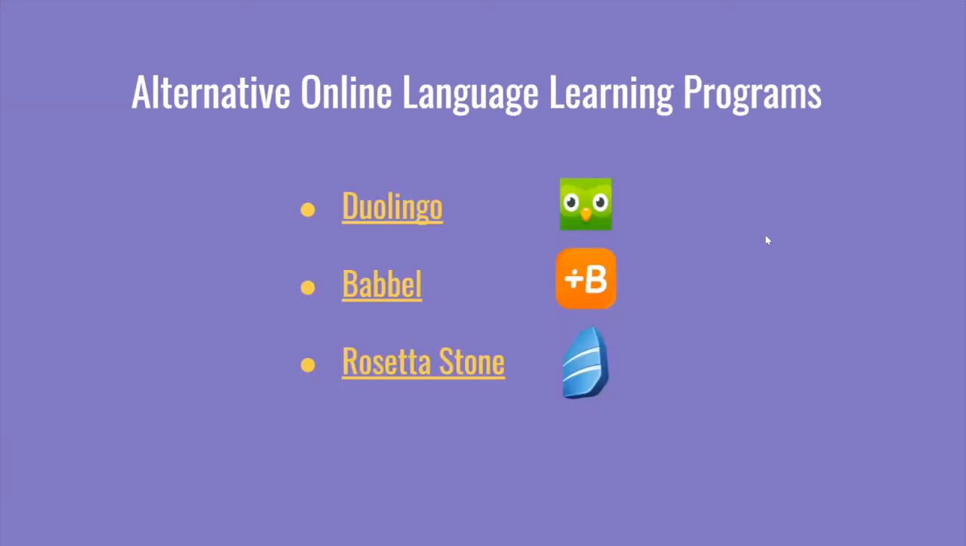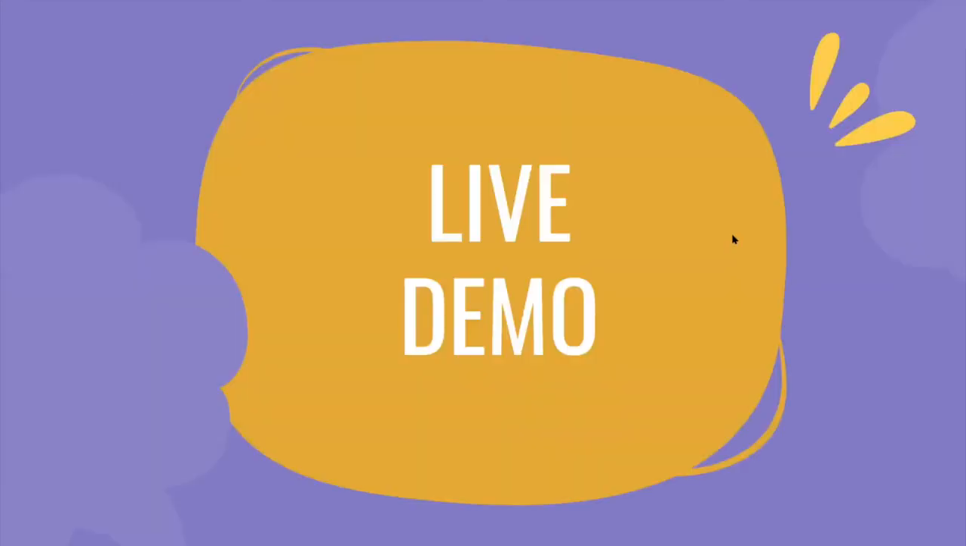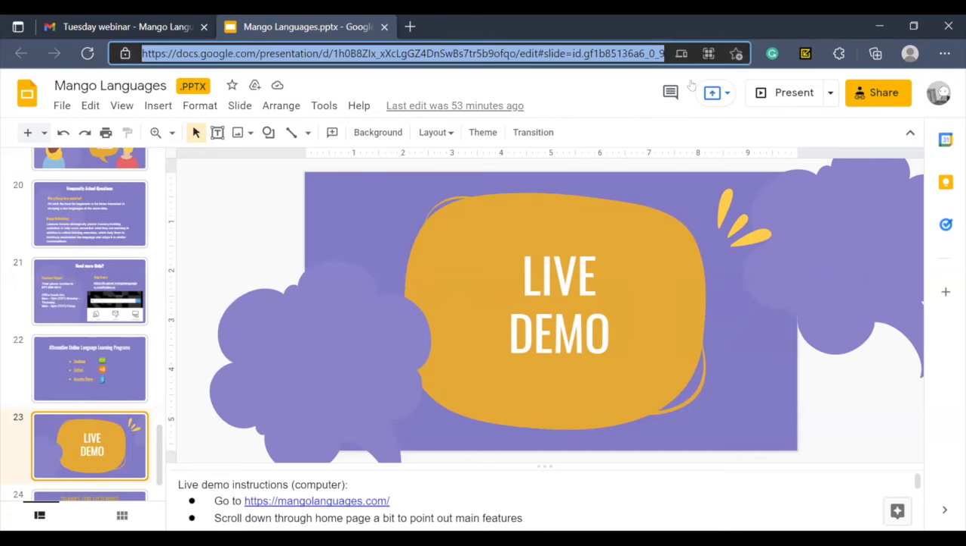So what are some alternative online language learning programs? There's Duolingo, Babbel, and Rosetta Stone. And these are also very popular language learning apps. So now we're gonna do a live demonstration of the service. So first off, we're gonna visit the Mango Languages page.